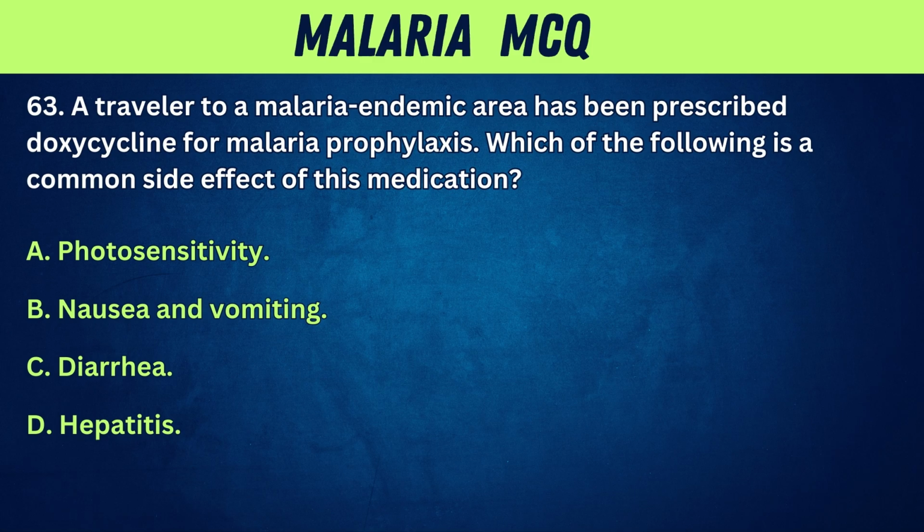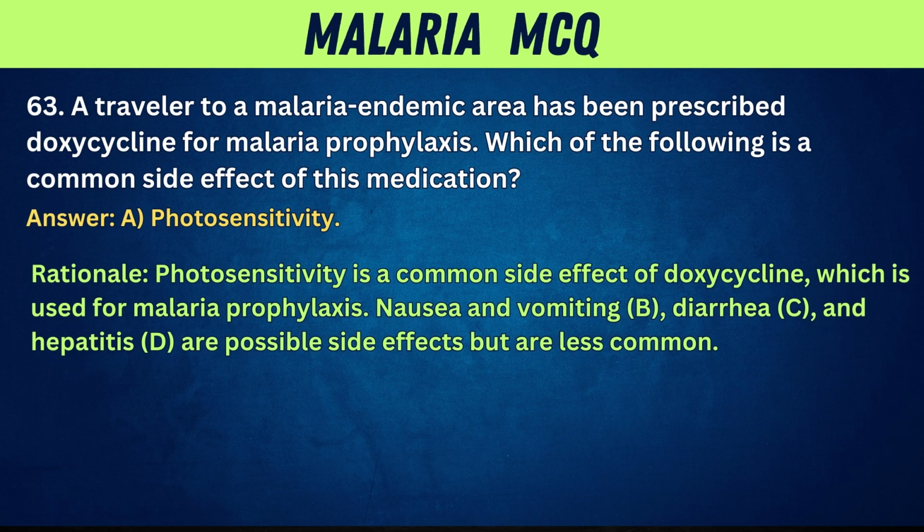63. A traveler to a malaria-endemic area has been prescribed doxycycline for malaria prophylaxis. Which of the following is a common side effect of this medication? A. Photosensitivity. B. Nausea and vomiting. C. Diarrhea. D. Hepatitis. Answer: A. Photosensitivity. Rationale: Photosensitivity is a common side effect of doxycycline, which is used for malaria prophylaxis. Nausea and vomiting, B, diarrhea, C, and hepatitis, D, are possible side effects but are less common.